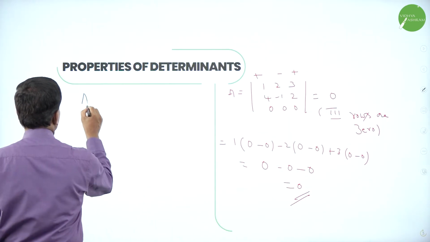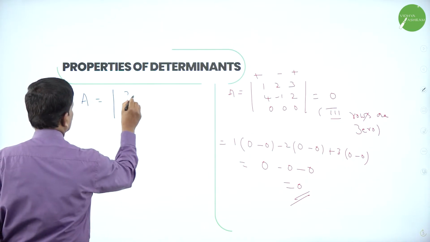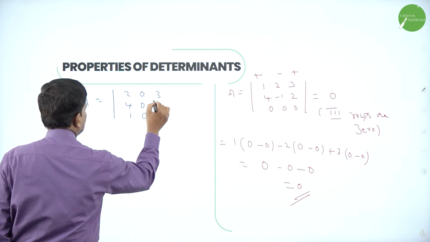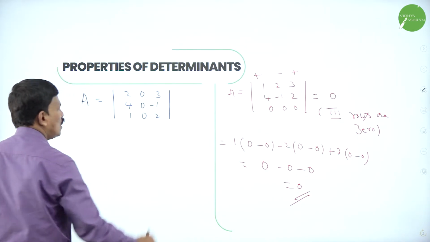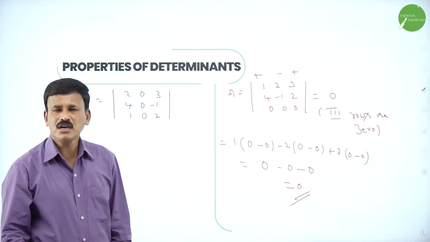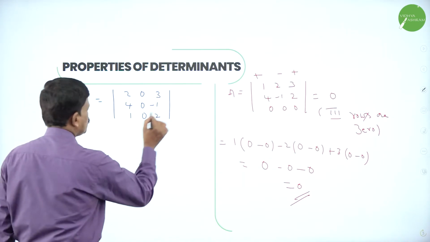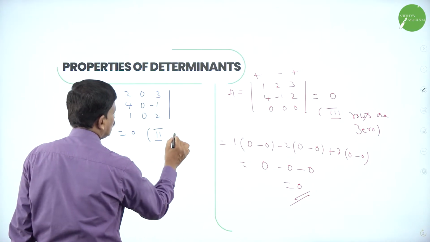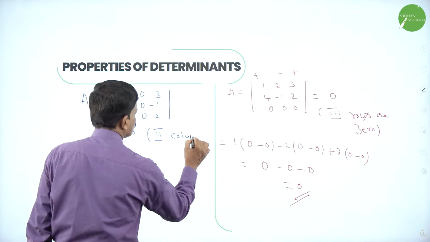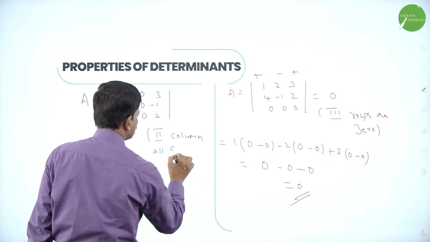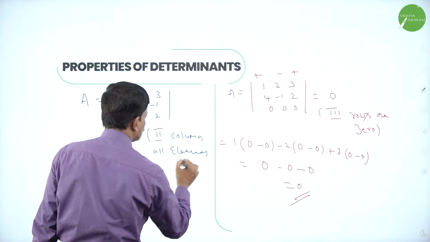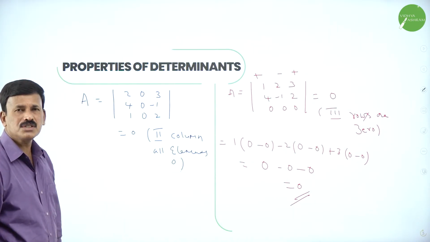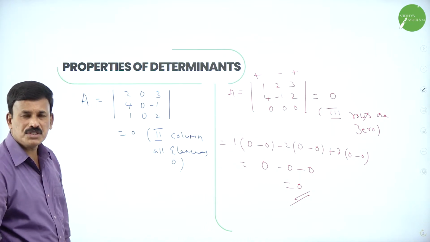Let us consider A is equal to determinant 2, 4, 1, 0, 0, 0, 3, minus 1, 2. Now, according to the definition, the value of this determinant is also equal to 0 because all the elements in the second column are 0. Therefore, the value of the determinant is equal to 0.